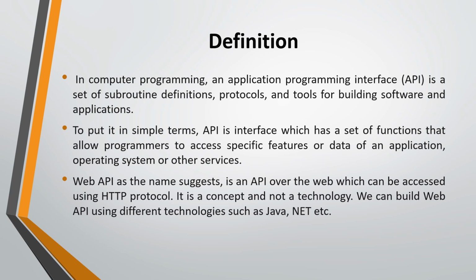So a web API is an API over the web, which can be accessed using the HTTP protocol. It is a concept, not a technology. We can build web APIs using different technologies such as Java, .NET, etc. For example, the Twitter REST APIs provide programmatic access to read and write data, using which we can integrate Twitter's capabilities into our own application.